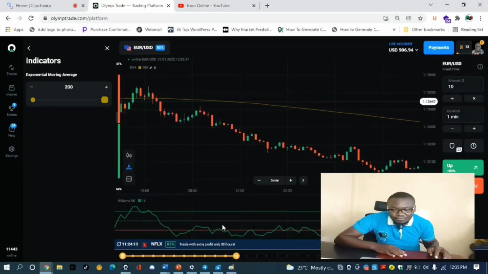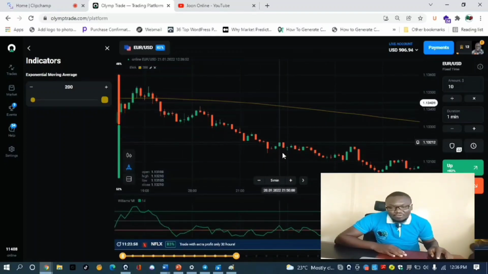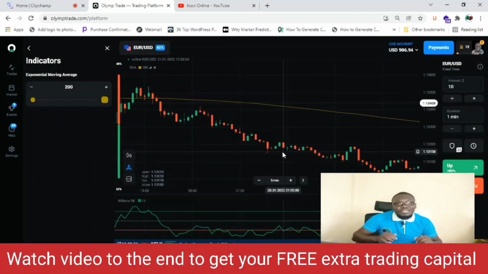Prices are below the EMA. If you look at the Williams percentile, it shows that prices have been on the oversold zone for so long, which means that if you are trading, you have been trading up. And what does the market do in turn? It keeps on going down. And if it does that, you lose money.